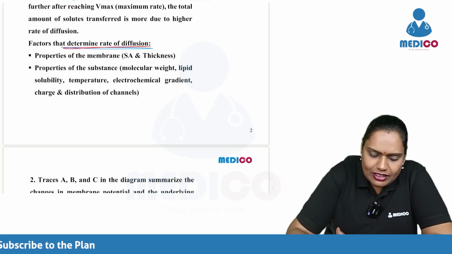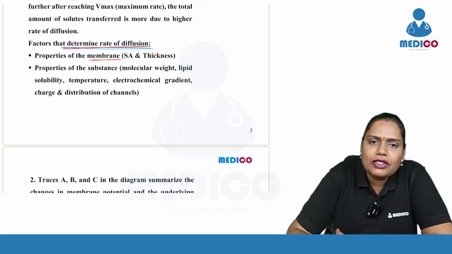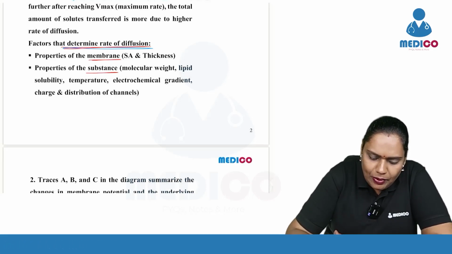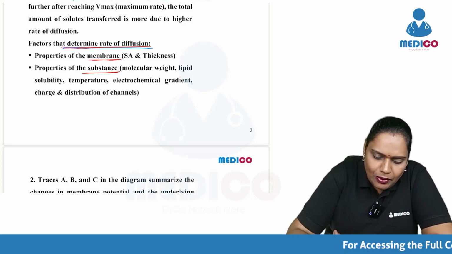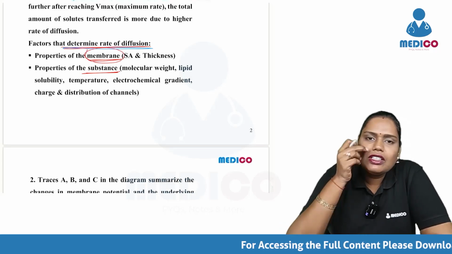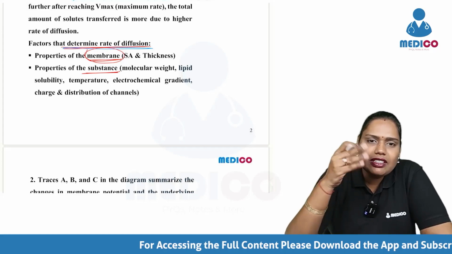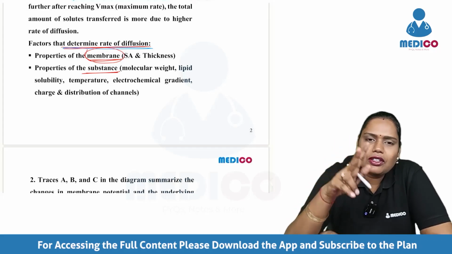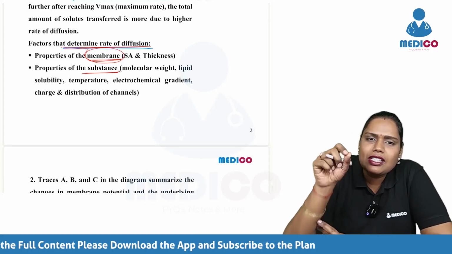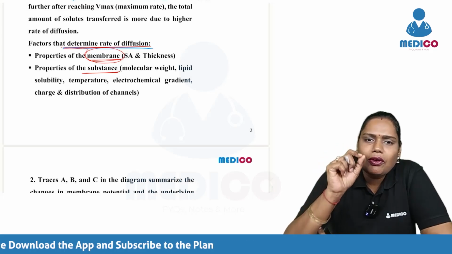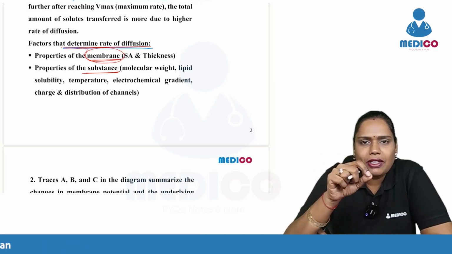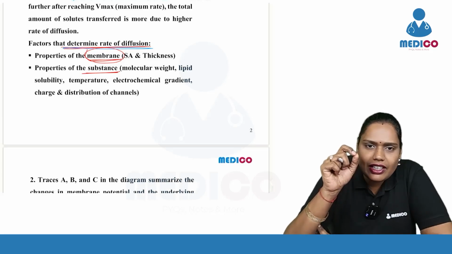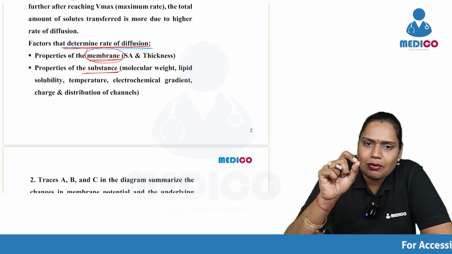One is the properties of the membrane. The other is the property of the substance that needs to be transported. So what are the properties of the cell membrane through which the particular substance has to be transported? When we are talking about the cell membrane, there are only two important factors we have to take into account. One is the thickness of the membrane, another is the cross-sectional area of the membrane, that is the surface area of the membrane.